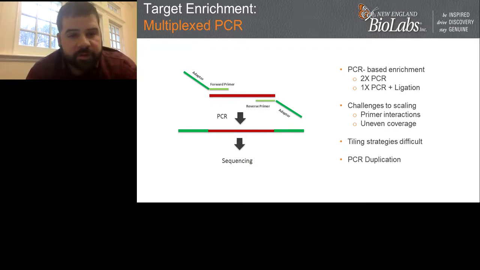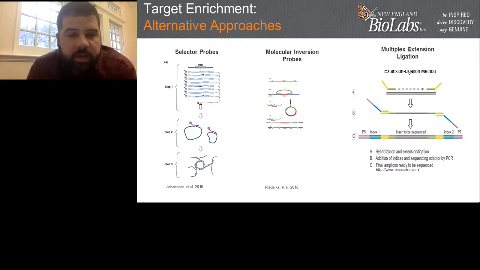There have been lots of alternative strategies developed as well. Selector probes are one, where we have a probe that's specific to a region of interest, and there's a circularization and an amplification event that takes place after that. Molecular inversion probes are a useful tool for this as well. I won't get into too much of the specifics of these. Multiplex extension ligation is another example, where people have adapted an amplicon-like strategy to try to produce better quality data. And we see these prevalent in the marketplace.